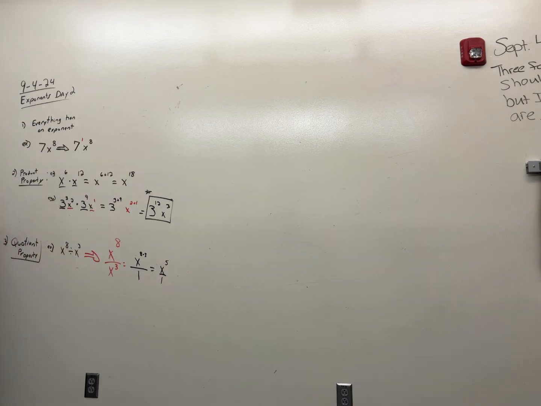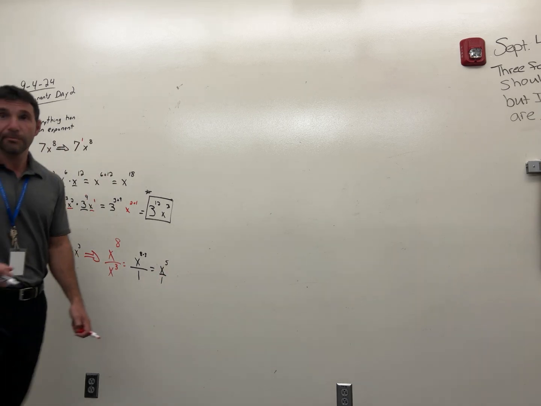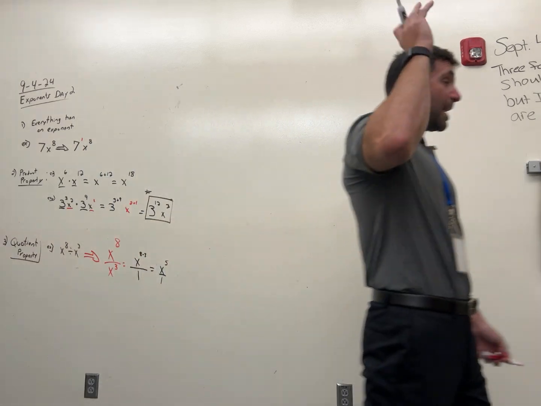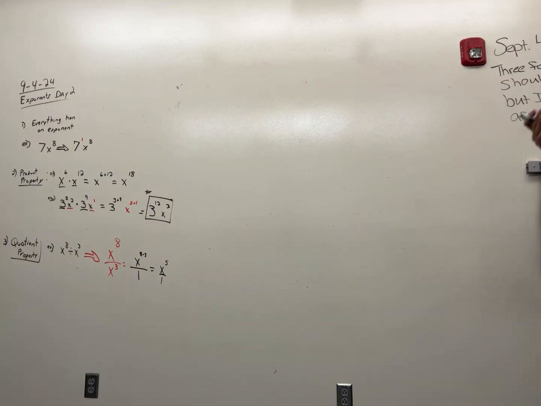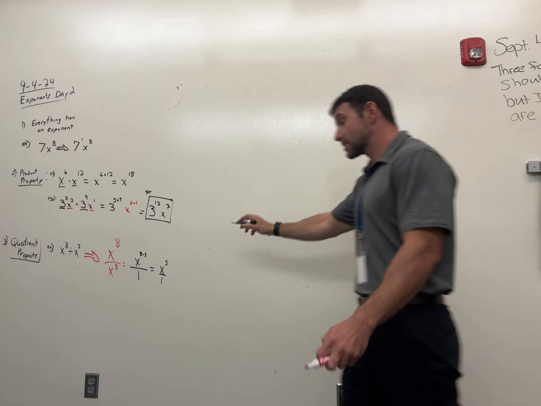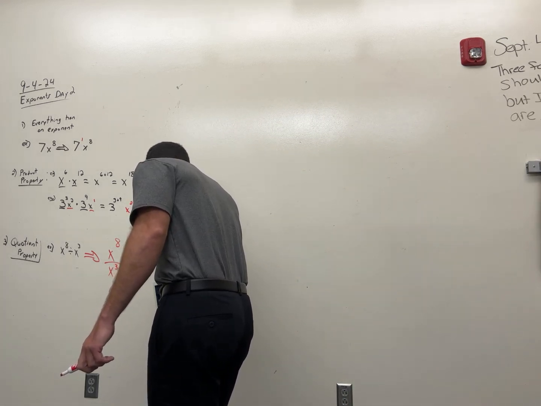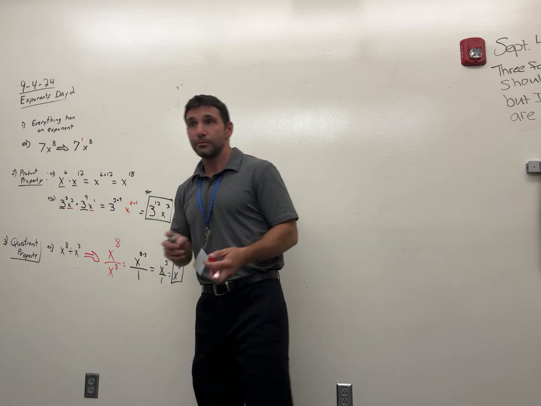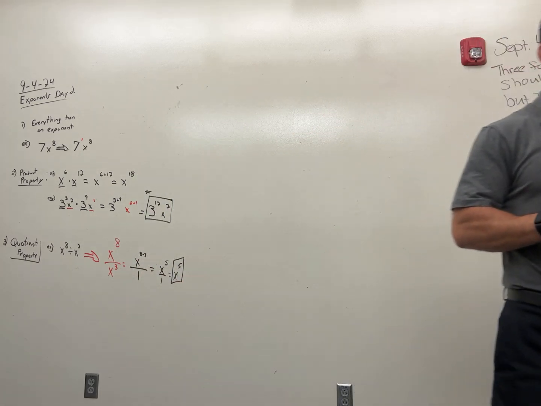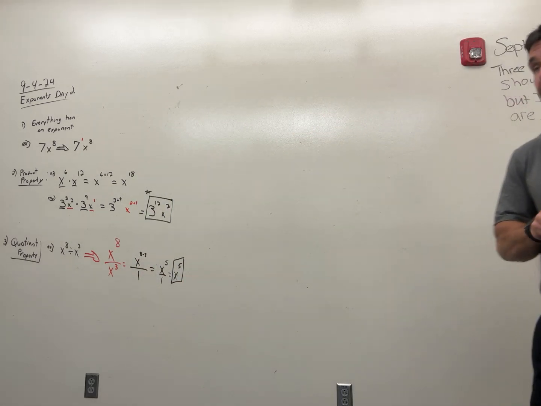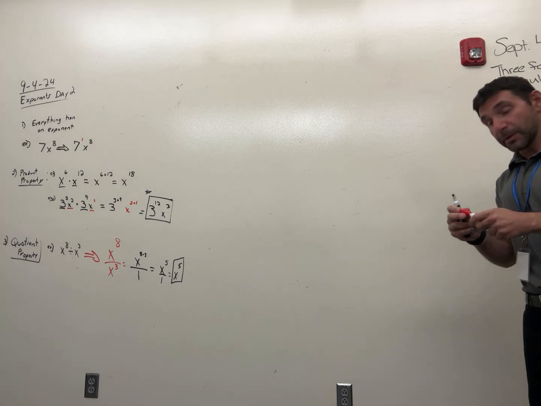What's 7 divided by 1? Use your calculator. What's 7 divided by 1? 7. What's anything divided by 1? Anything, right? So x to the 5th divided by 1 is x to the 5th. Everybody with me? Have I lost anybody yet? Okay. Then we had another one.